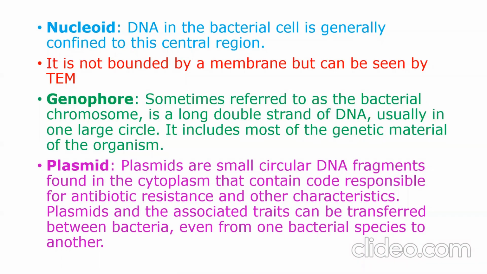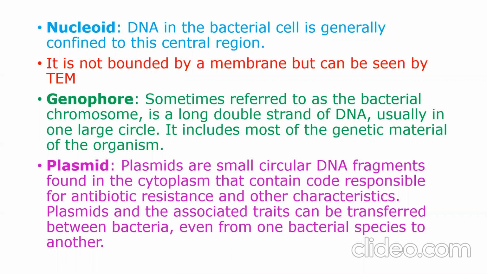Nucleoid DNA in the bacterial cell is generally confined to this central region. It is not bounded by a membrane and can be seen by transmission electron microscope only. The genophore is sometimes referred to as a bacterial chromosome. It's a long double strand of DNA, usually in one large circle. It includes most of the genetic material of the organism.